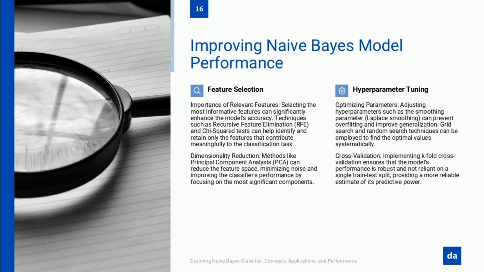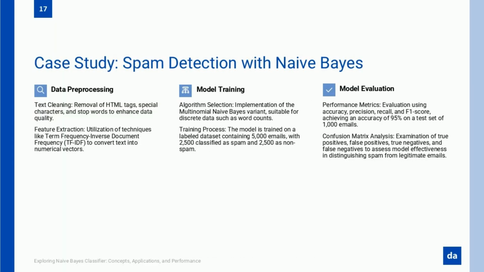Let's move forward. Now it's time to see naive Bayes in action with a real-world case study, spam detection. This is one of the most widely known and practical applications of naive Bayes, where the algorithm classifies emails as either spam or not spam based on word patterns, frequencies, and probabilities. Given its speed and efficiency in handling large text datasets, it's no surprise that naive Bayes has been a backbone of spam filtering systems for years.